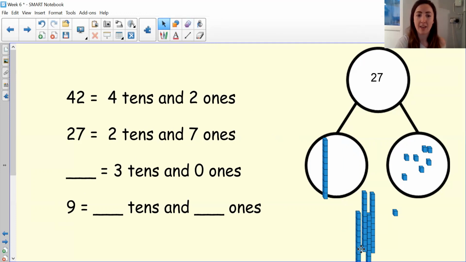So if we start with this one first, we have actually been given the number of tens and the number of ones, but we don't know what that is equal to. So can you represent in your part-whole model 3 tens and 0 ones, and then work out what that number is? So pause here to have a try.